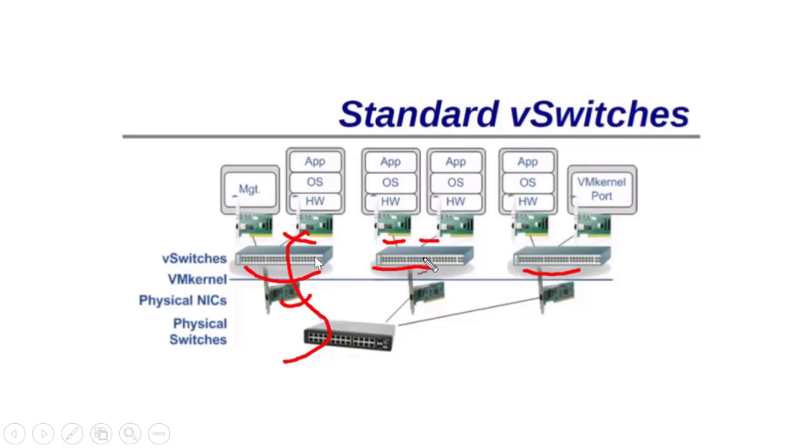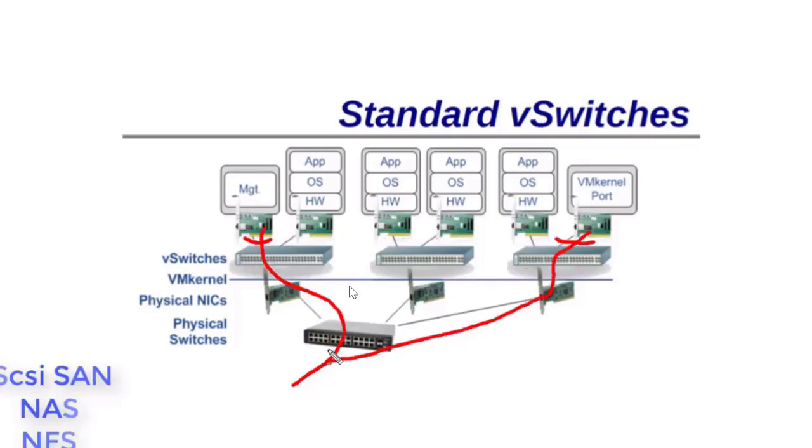All the traffic which moves from VM to VM goes through these ports, which are called standard ports, but some types of special traffic pass only through a VMkernel port. So this is a pictorial representation of the standard switch. As you can see, the management port and VMkernel port carry some special types of network traffic like iSCSI, SAN, NAS, NFS. So VMkernel ports are a very important concept in VMware.